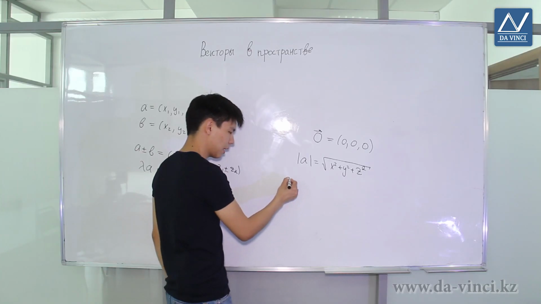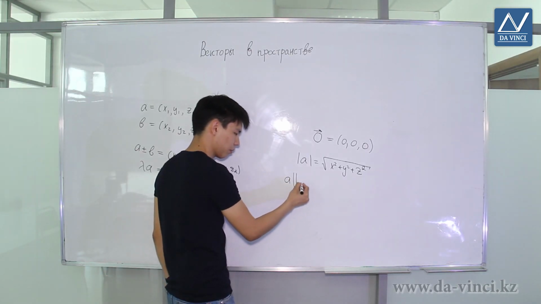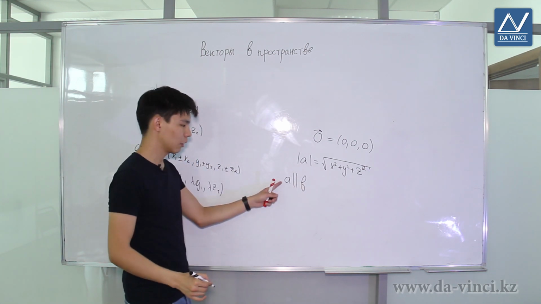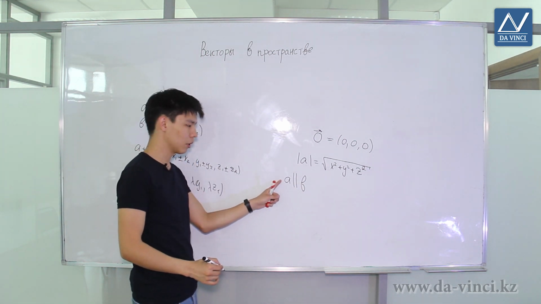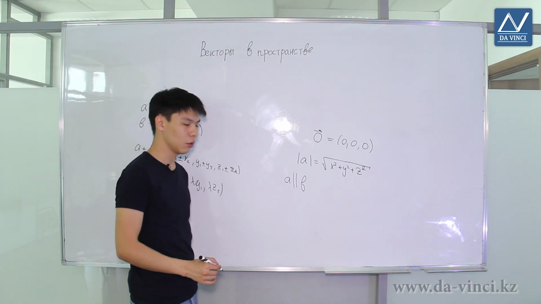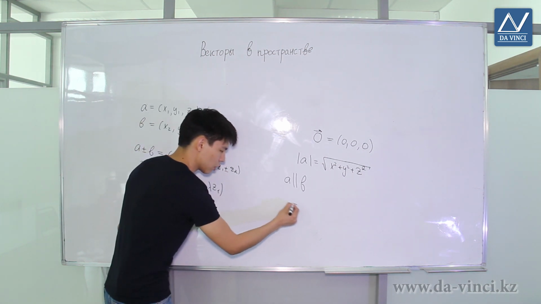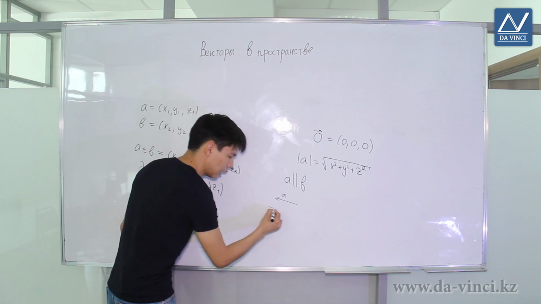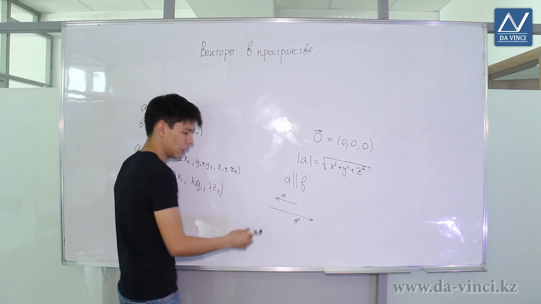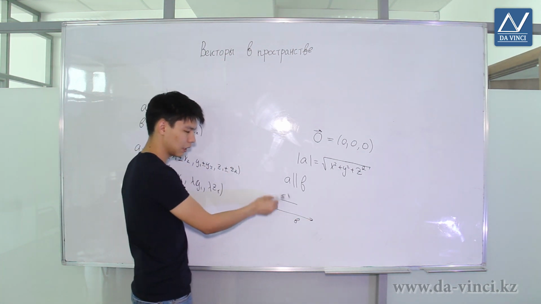Let me remind you of such a concept as the collinearity of vectors. Vector A is collinear to vector B if they are parallel to the same line, or they just lie on the same straight line. For example, we have such a vector A and such a vector B. They lie on parallel lines, so these vectors are collinear.